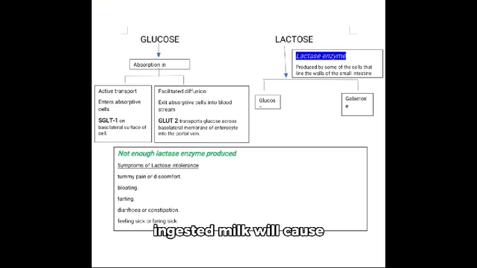As a result, ingested milk will cause lactose intolerance if the lactase enzyme produced is not enough for breaking down intestinal double-unit lactose into absorbable single-unit sugars. So, we can see how the conclusion was reached that lactose intolerance occurs when not enough lactase enzyme is produced for digesting double-unit intestinal lactose in order for subsequent absorption.